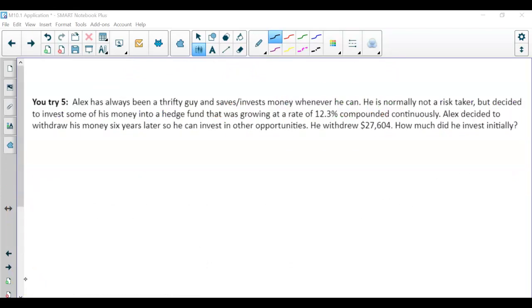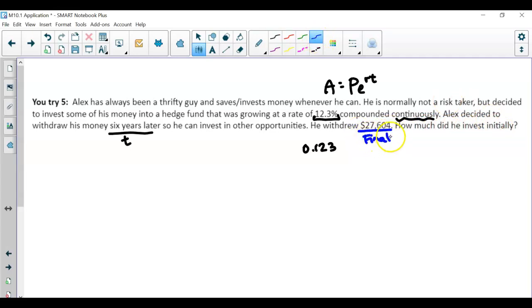And so in this you try, here, if you were to read through this, you would see that we have Alex investing money into a hedge fund that has a rate of 12.3% or 0.123 compounded continuously, which means we're going to use our PERT formula because we're compounding continuously. And Alex decided to withdraw money, but 6 years later. So there's your time. If he withdrew, how much money did he invest initially? So this was the final amount that he had. We're looking for how much did he invest initially, which is P.